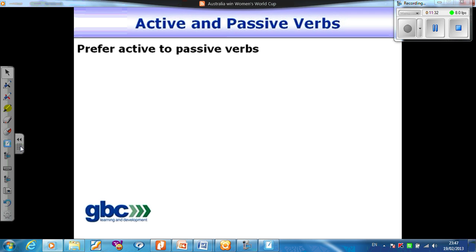Let's start off with the general rule of thumb that you'll see on Grammar Checks or the Plain English Campaign website, and that's prefer active to passive verbs. But what does it actually mean, and why should we be bothered about it?